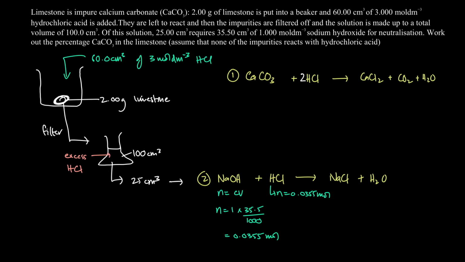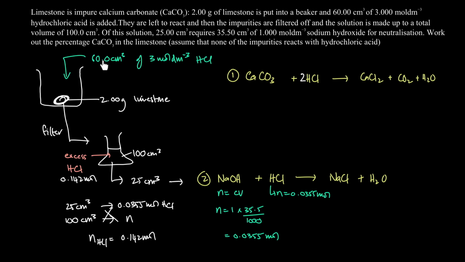So how many moles do we have in 100 cm³? If in 25 cm³ we have 0.0355 moles of HCl, how many moles do we have in 100 cm³? It's the same solution, the same concentration. We've just taken 1/4 of the solution. So this is just 1/4 the total number of moles of HCl left. If we cross multiply, the number of moles of HCl left is 0.142 moles. So we had 0.142 moles of HCl left over after the first reaction.